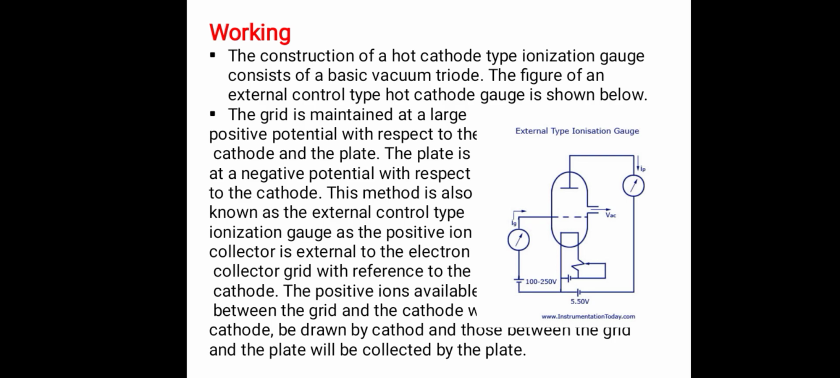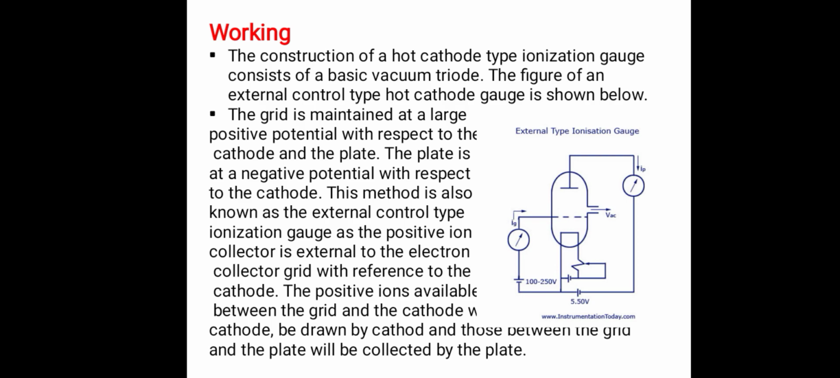See here, this is the working of the external hot cathode type gauge. See here, which is important. As we know, the grid is always at a large potential as compared to the cathode and plate. The plate is also at a negative potential with respect to the cathode.